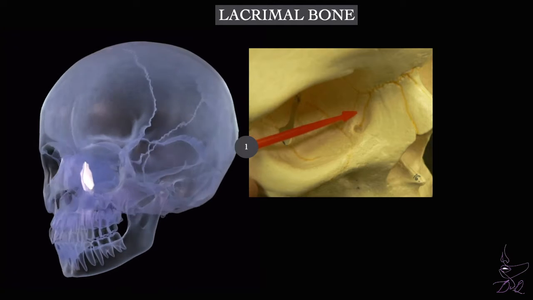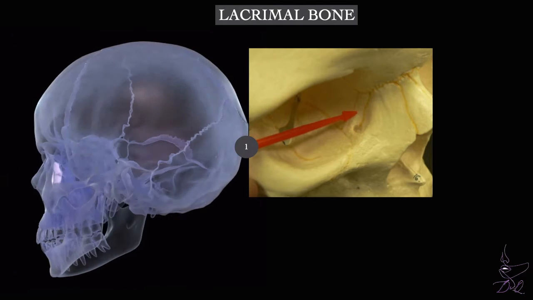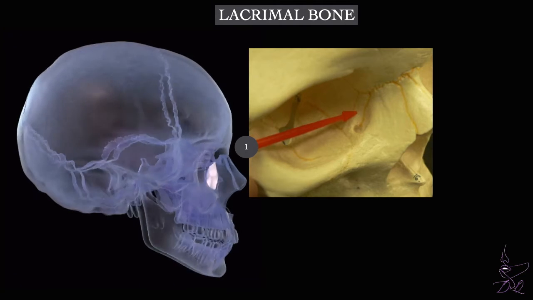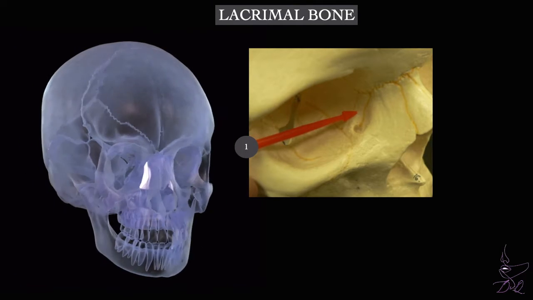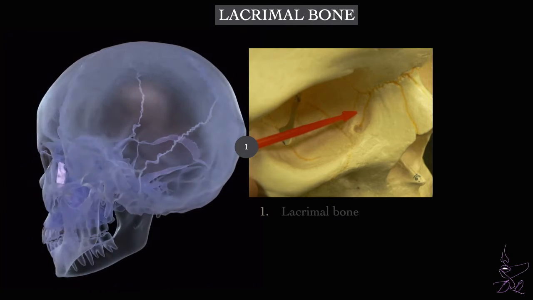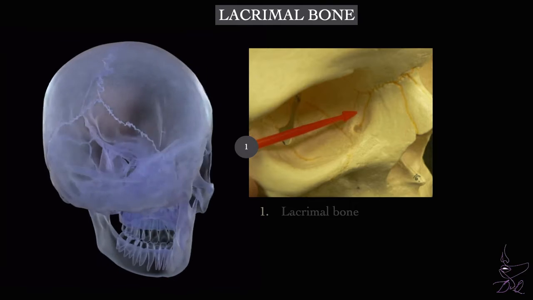Next, we shall see the lacrimal bone. The lacrimal bone is a paired facial bone that makes up most of the anterior part of the medial wall of the orbit. It is the size and the shape of a fingernail, and thus it is the smallest bone of the skull.